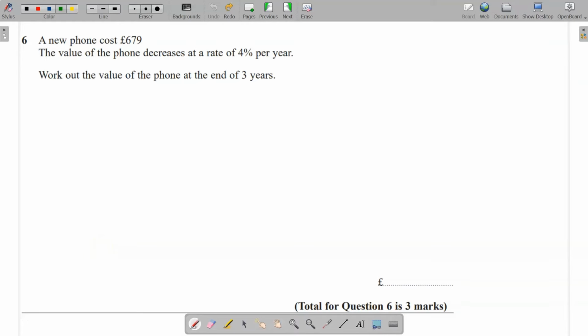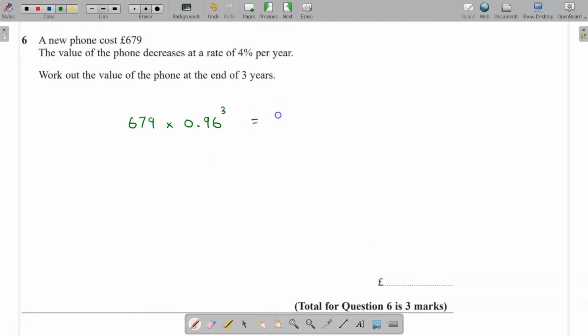Okay, this is a very simple question about repeated proportional change. Basically, if it's falling in value by 4% per year, then each year it's worth 96% of what it was the year before. So all we need to do is take 679, and multiply it by 0.96 to the power of 3. And that's it. And we just put that in the calculator.